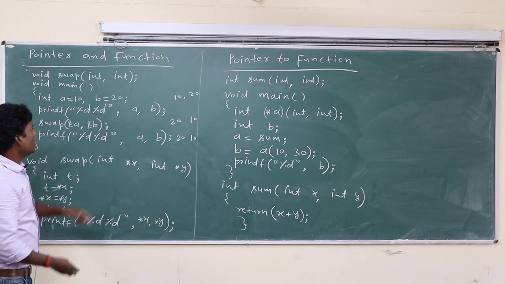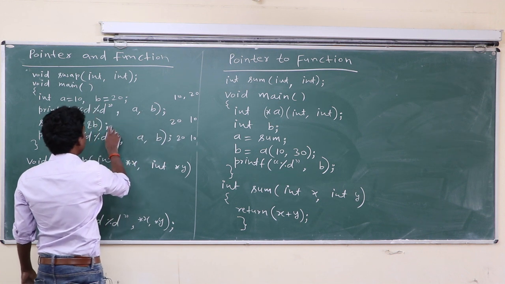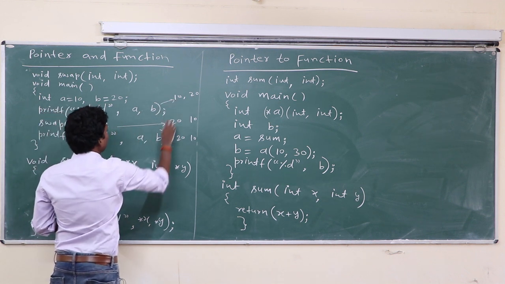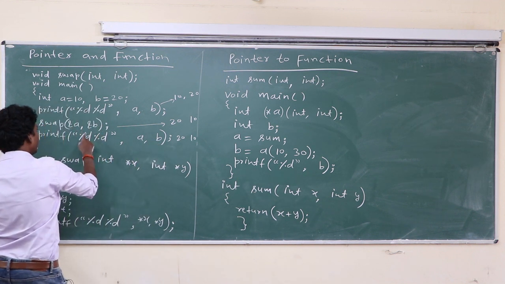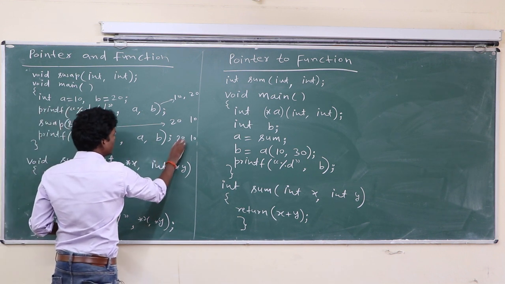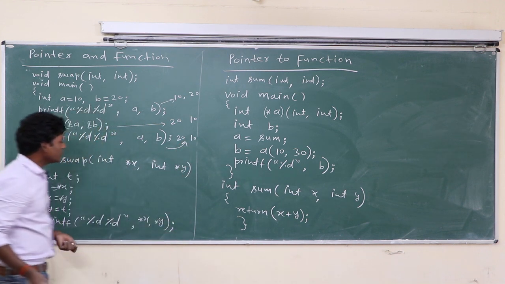Okay, so here 10 20 20 10, because the value is swapped here. Here it is 20 10, here it is 10 20, and after modification this printf is written. After calling this function, this printf is written. So the modification is reflected here also, that is 20 10.